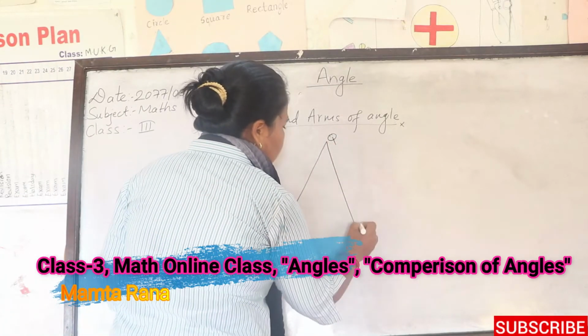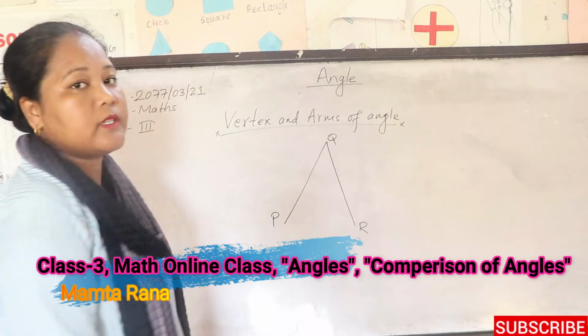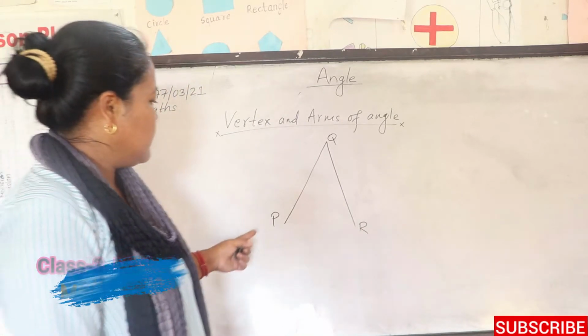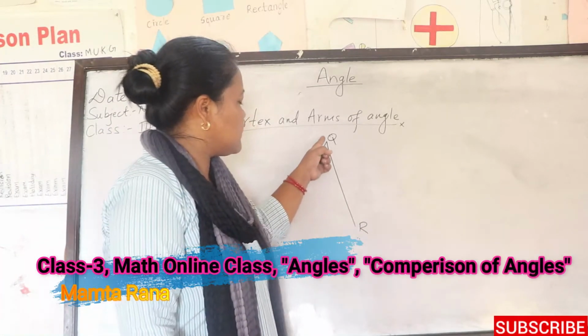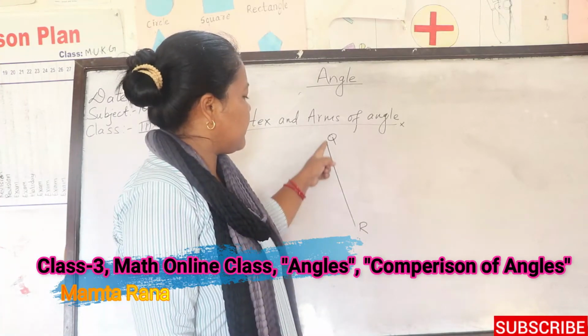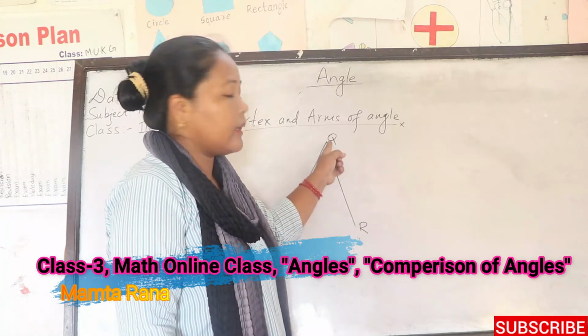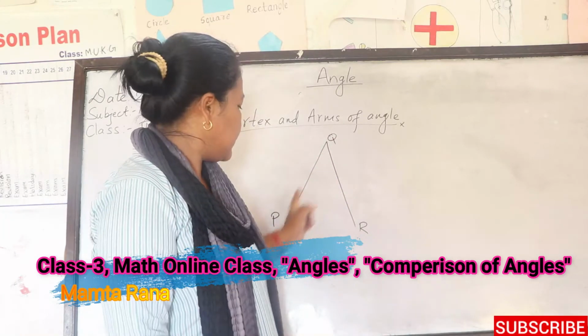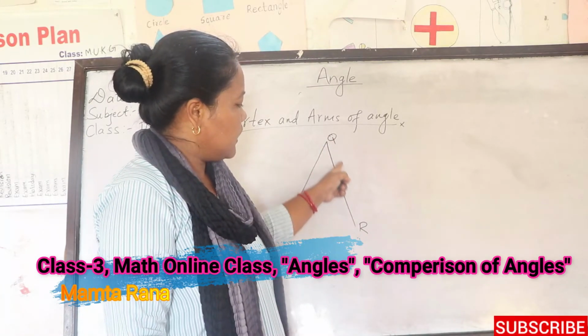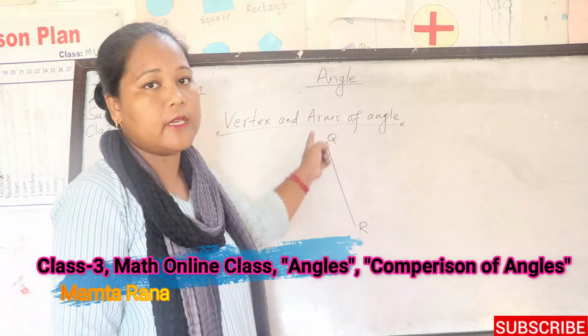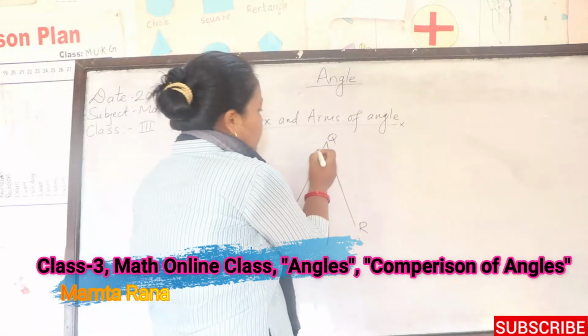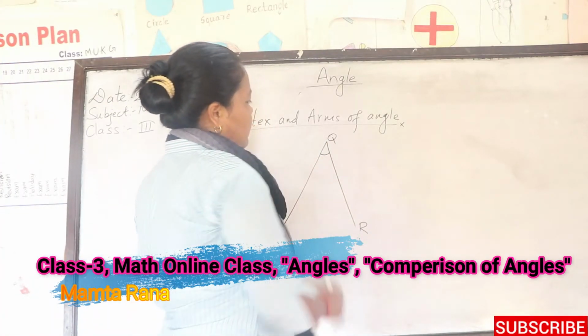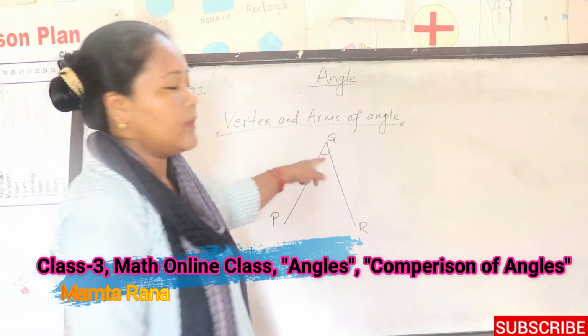P, Q, R. Look at this picture. Here two line segments are used, the PQ line segment and this QR line segment. These two line segments are used to make an angle. Here the angle is formed.